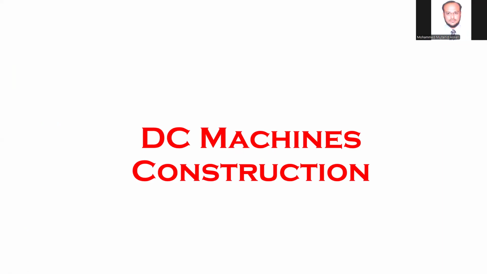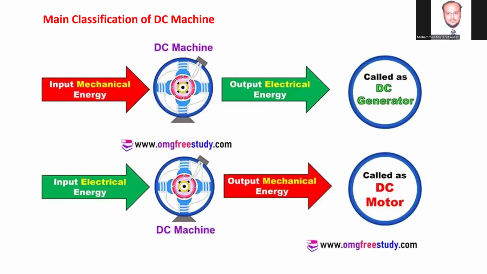Because the DC machine, DC motor, or DC generator consists of many parts, it is necessary to understand with the help of some proper diagram. So today we will discuss with some proper diagram. So this is the main classification of the DC machine.